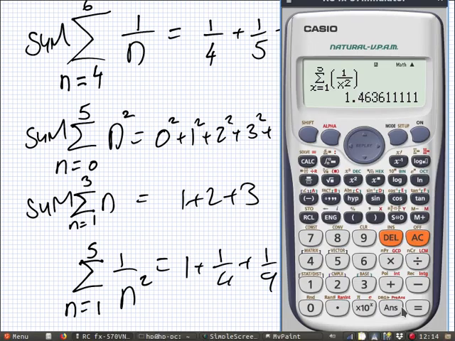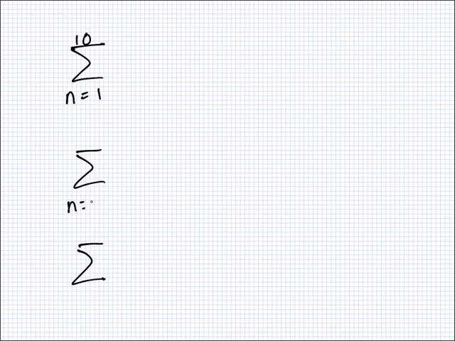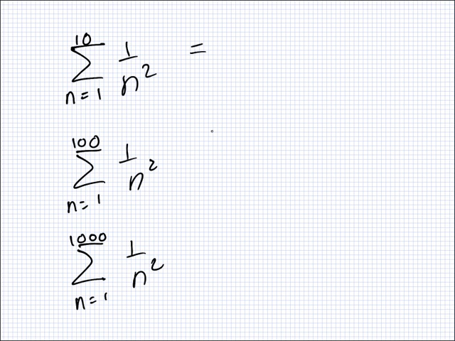But we can use the calculator here. So I want you, using the calculator if you like, to calculate the following. I'll give you three versions of it. We'll say 1 to 10, 1 to 100, and you should be able to go up to 1,000. You can just do this one here.